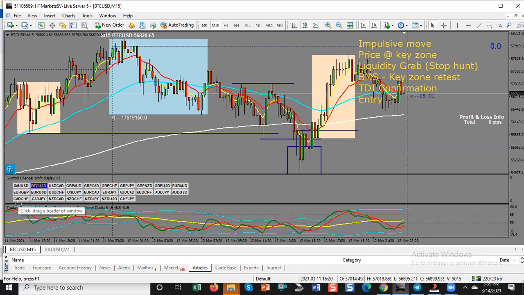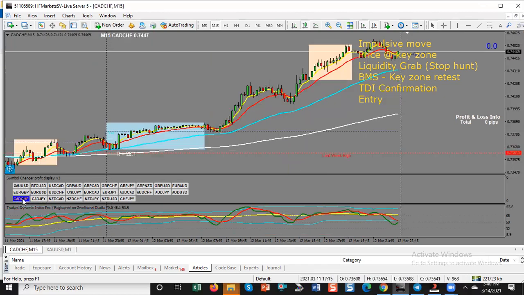Okay, let's look at CAT CHL. Look at what happened in CAT CHL. We have a key zone here that is inside the Asian range.